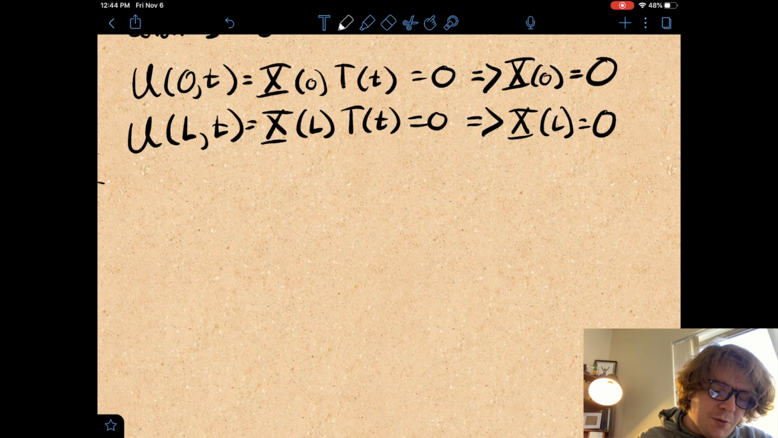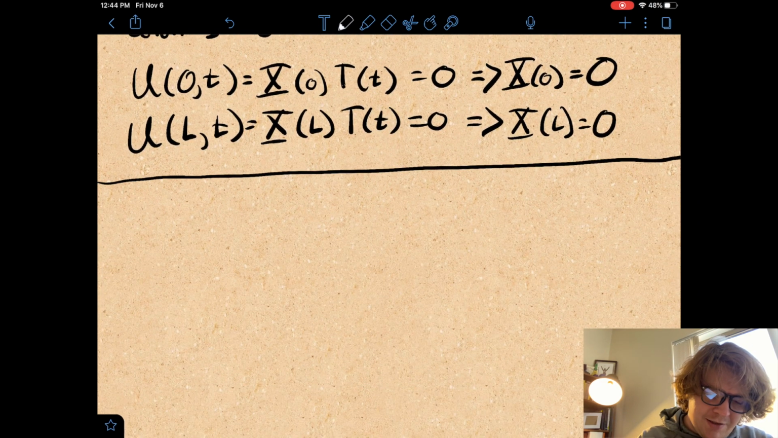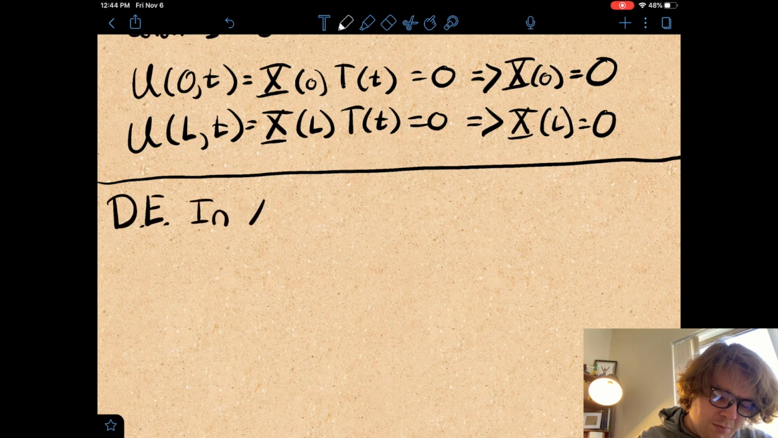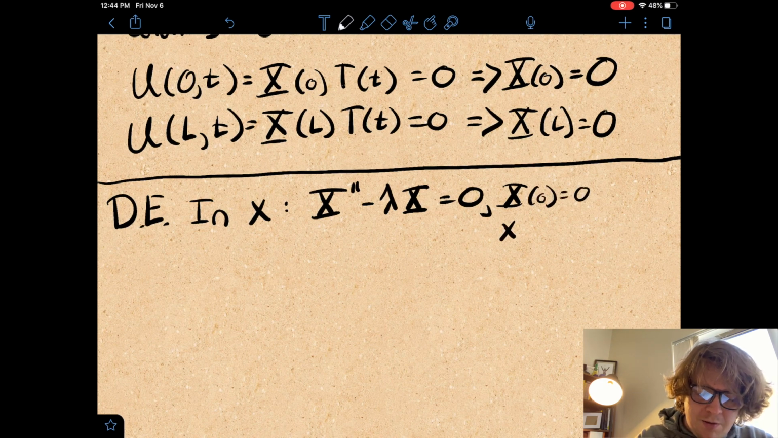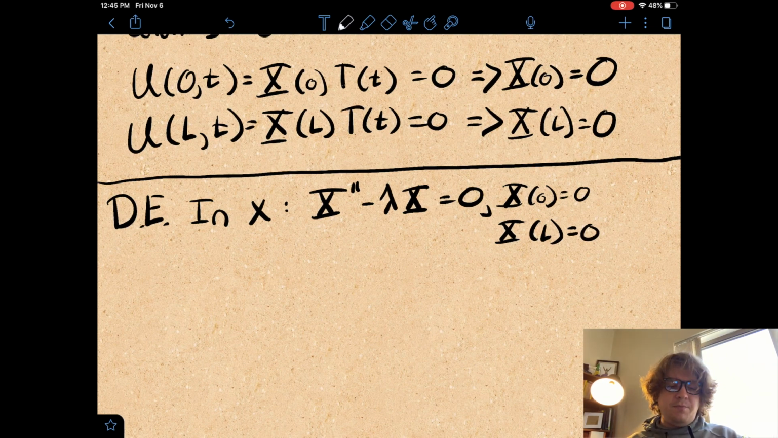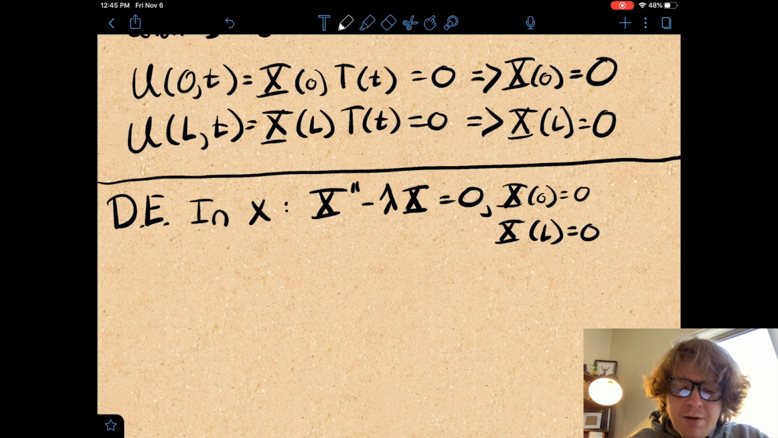So let's group these back together with our differential equation in x. We'll have the differential equation X double prime minus lambda X equals 0, but we'll also have the boundary conditions X of 0 equals 0 and X of L equals 0. So we have a second order linear homogeneous differential equation with constant coefficients. Here's the thing though.